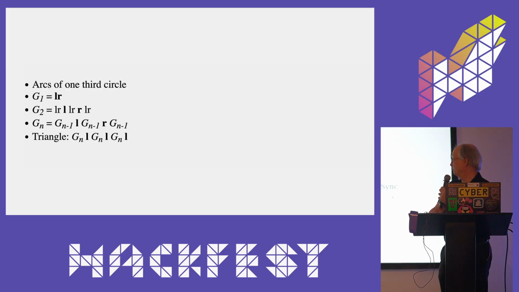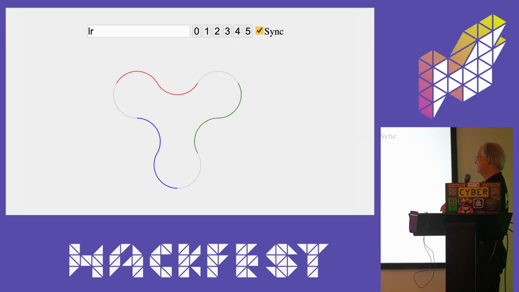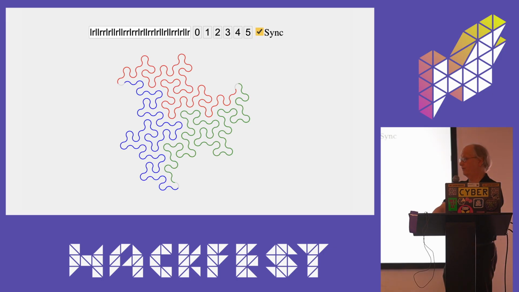Now, I made an animation about this. Here you see a simple form. This is the most simple one: you just have one turn in one direction and the other direction. If you select the second one, it gets a little bit more complicated. And then the third one.